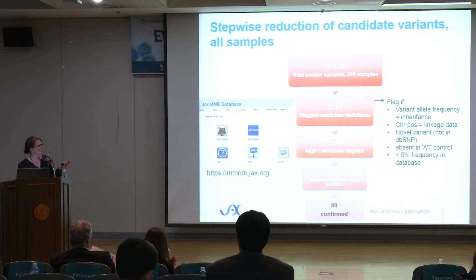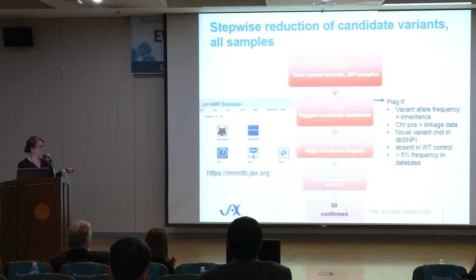So we can extend that analysis to our entire data set. This is getting back to the 1.2 million variants. We don't necessarily have to look at every individual exome. We can look at them as an entire group. And so we can do that all within a very short period of time. And in our entire group of 200 mutants that we looked at in our initial pass, we were able to identify causative mutations in 80 of them. So not all 200, but 80.